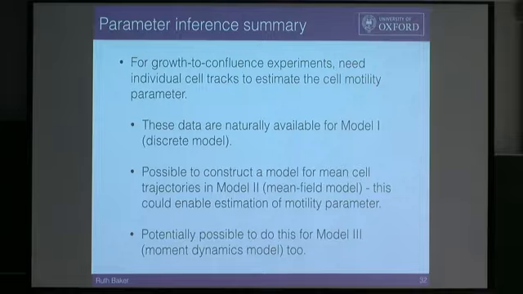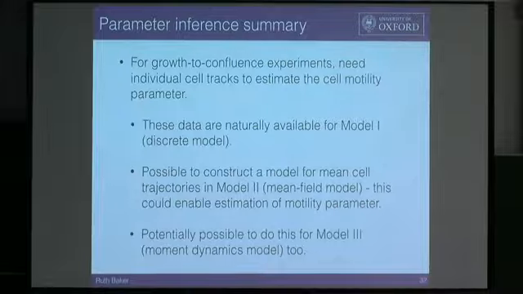But it is possible, and we've done a bit of work on this, to construct a model for mean cell trajectories from either Model 2 or Model 3. And so in that context we could think about parameterizing Model 2 and Model 3 using these summary statistics if we needed to. I think that was the point I wanted to make.